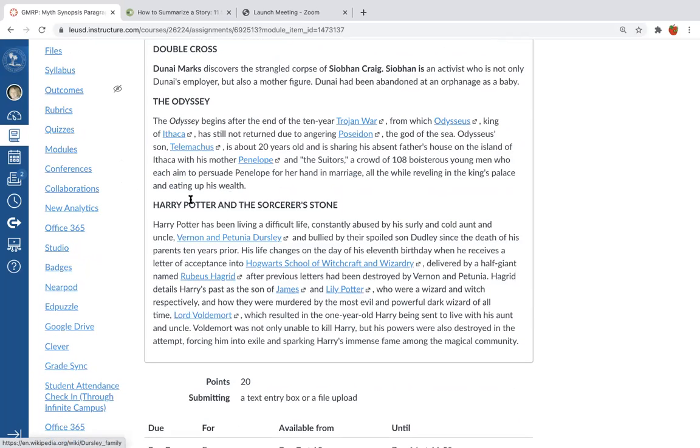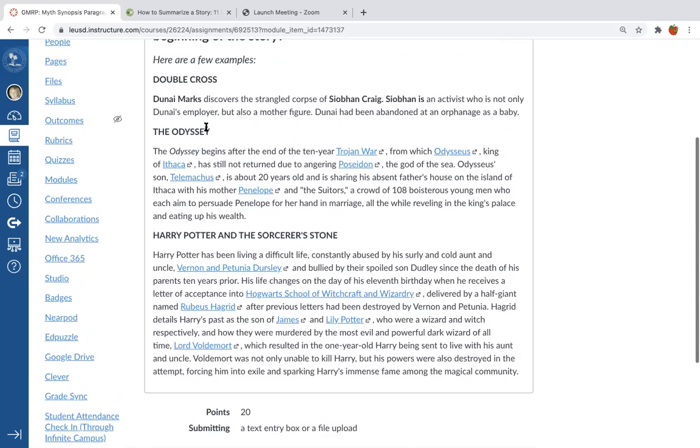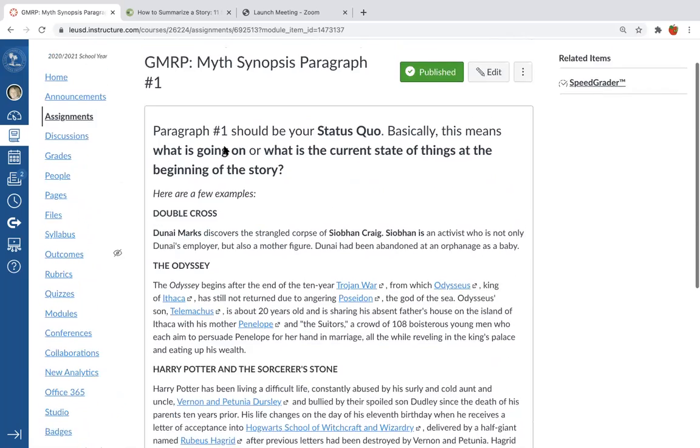And I also put in a Harry Potter and the Sorcerer's Stone example. And I did Double Cross and Harry Potter on every single one. The Odyssey is a little bit harder because it's this massive story, so I made sure I put a few examples from the Odyssey. But this is what we're looking for.